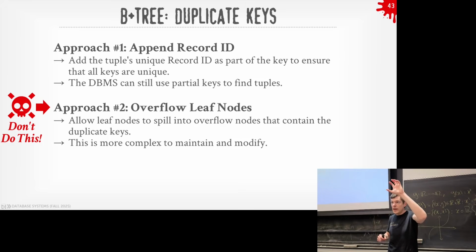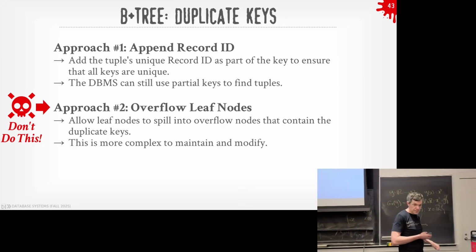Because if I have an index on A and B, but I only have the value of key A, the first part, I can still do lookups on it. So now I can do my lookup on the zip code without having your record ID and find all the entries that I wanted.